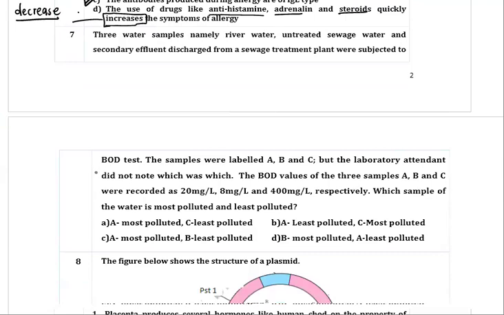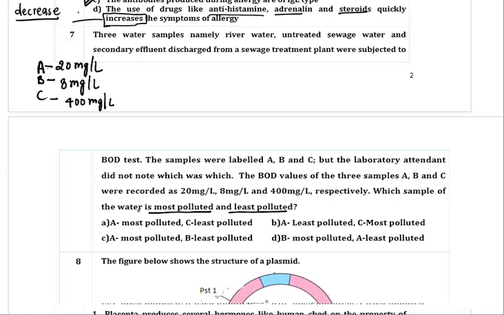Let's see now question number 7. Three water samples of a river have been given, A, B, and C. A has a biological oxygen demand of 20 milligram per liter. Then next is 8 milligram per liter. And the next is 400 milligram per liter. And in the question, it is asked which sample of water is the most polluted and which is the least polluted. Okay, this was the question.